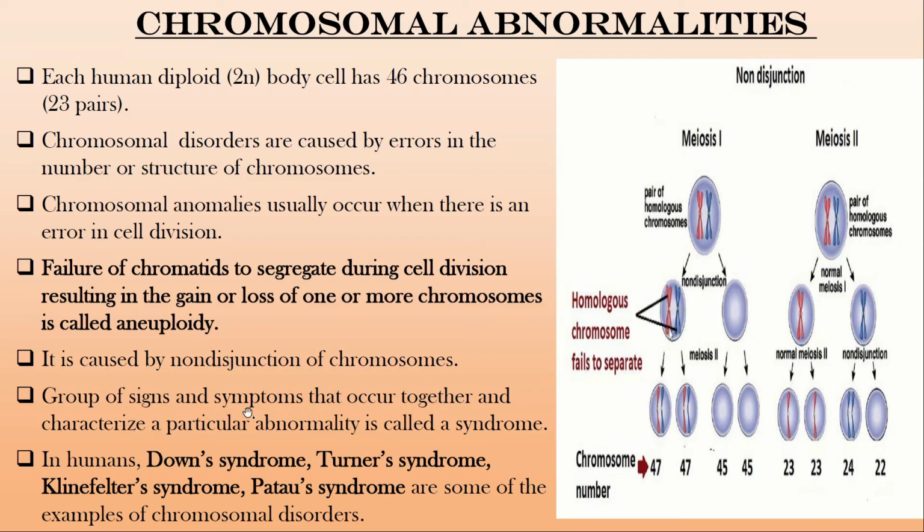A group of signs and symptoms that occur together that characterize a particular abnormality is called a syndrome. So in humans, Down syndrome, Turner syndrome, Klinefelter syndrome, and Patau's syndrome are some examples of chromosomal disorders. Here, in non-disjunction, in meiosis 1 or meiosis 2, when the homologous chromosomes fail to separate from each other, it causes non-disjunction.